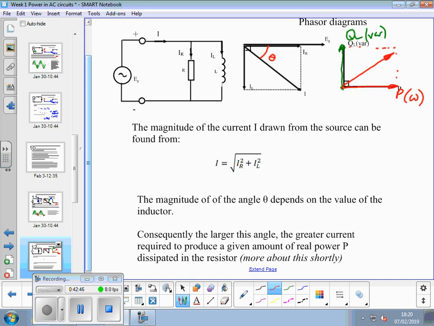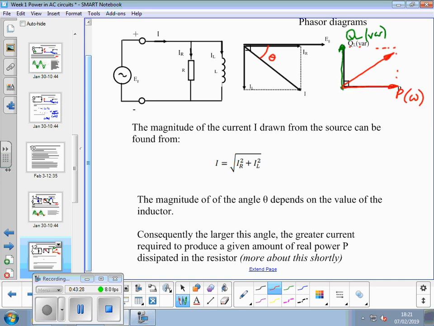So, the magnitude of the current I drawn from the source can be found using Pythagoras theorem from this triangle of currents. Because if we know IR, that distance along there, and we know IL, that distance down there, we can say I is those two currents squared, all square rooted. Should have learnt that many years ago in high school. So the magnitude of the angle depends on the value of the inductor.